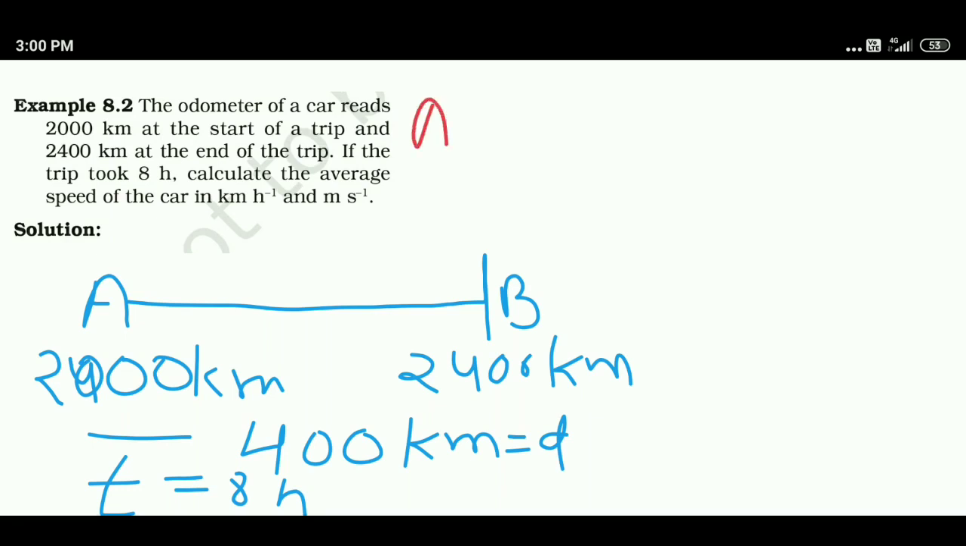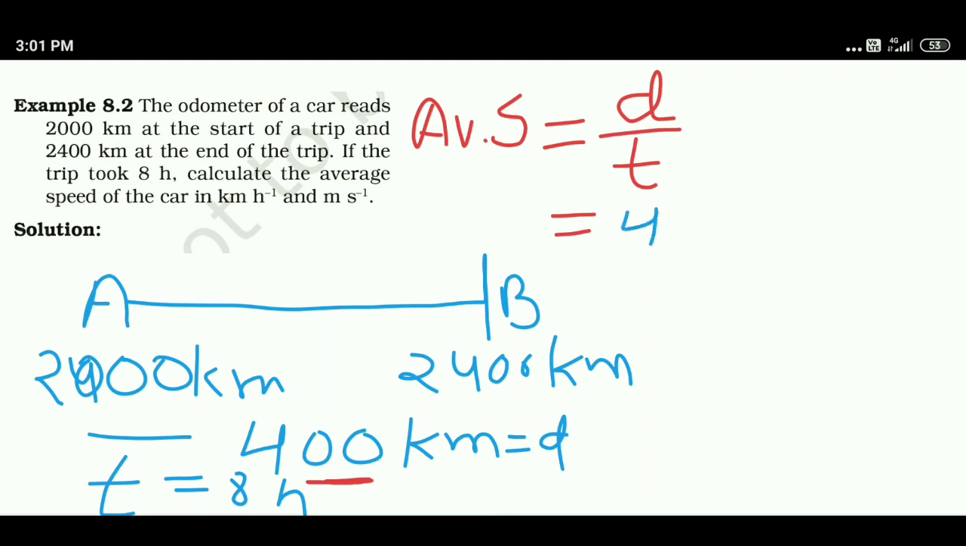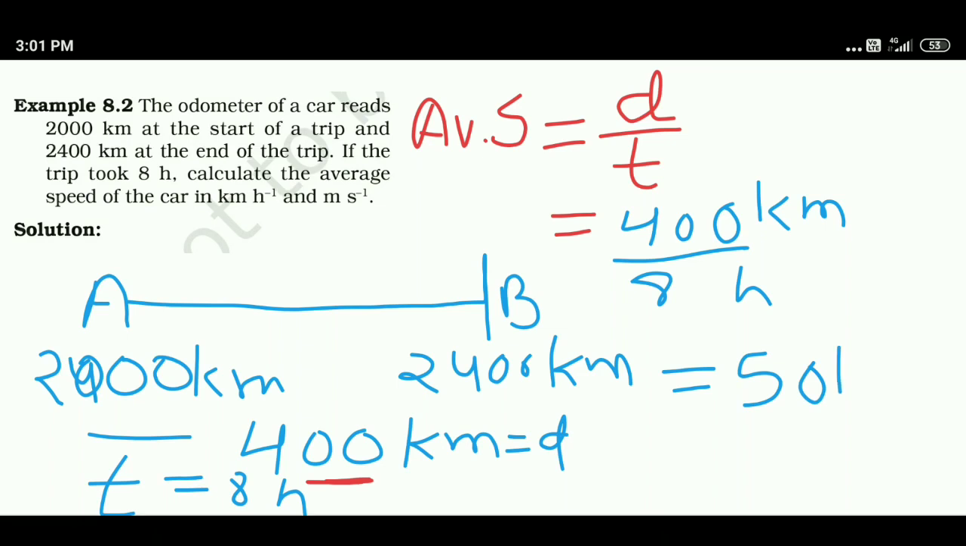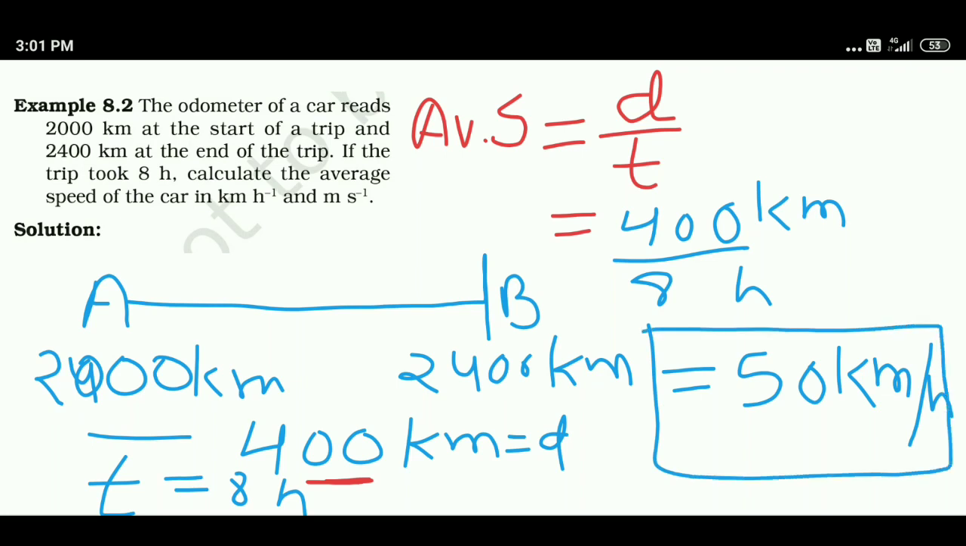Again I am writing, average speed is equal to total distance by time. Here only a single distance is given, which is 400. So we can write 400 kilometers divided by 8 hours. Now what will we get? 50. Now what is left? Kilometer, and the hour unit is also left. So what is the unit of average speed? Average speed here is 50 kilometer per hour.